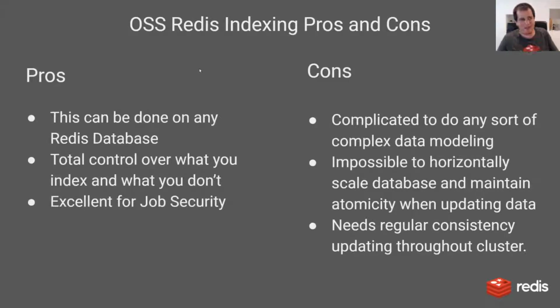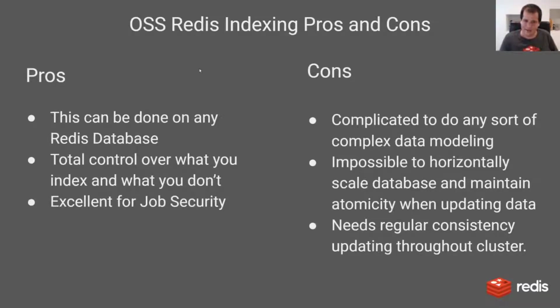Now, the benefit of this approach is that it can be done using any Redis instance. You don't need to pull in any modules or anything like that. It allows you to take total control over the data that you index and the data that you don't. And I somewhat facetiously add in here that it's excellent for job security, because the con to this is that it is very complicated to do any sort of extensive data modeling with this. The trivial examples that we just looked at here, you could probably get away with, but it gets complicated when you're doing more complicated things.